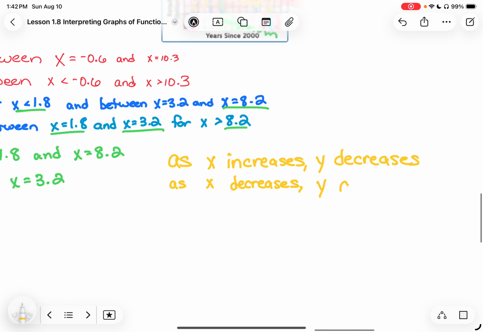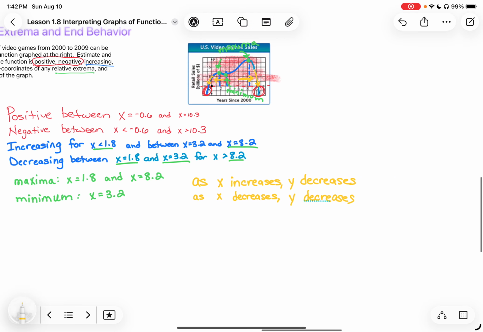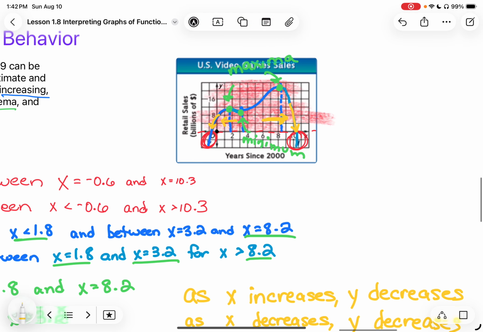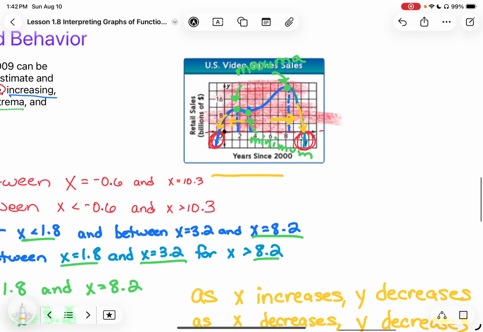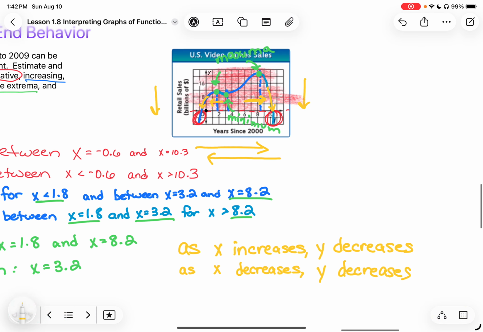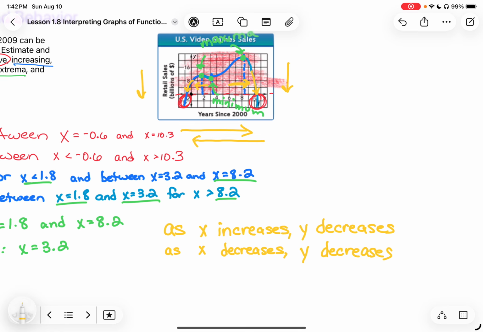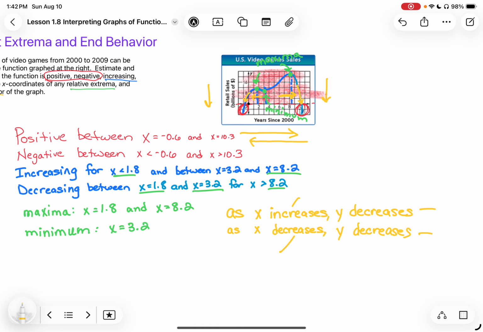y decreases. In other words, if I move on the graph like we're used to moving on the graph, from left to right, if I move in this direction, the graph goes down. But if I read the graph backwards, from right to left, the graph is also going down. The graph is going down on both ends of the graph. So y is decreasing whether x is increasing or whether x is decreasing. The graph is going down.